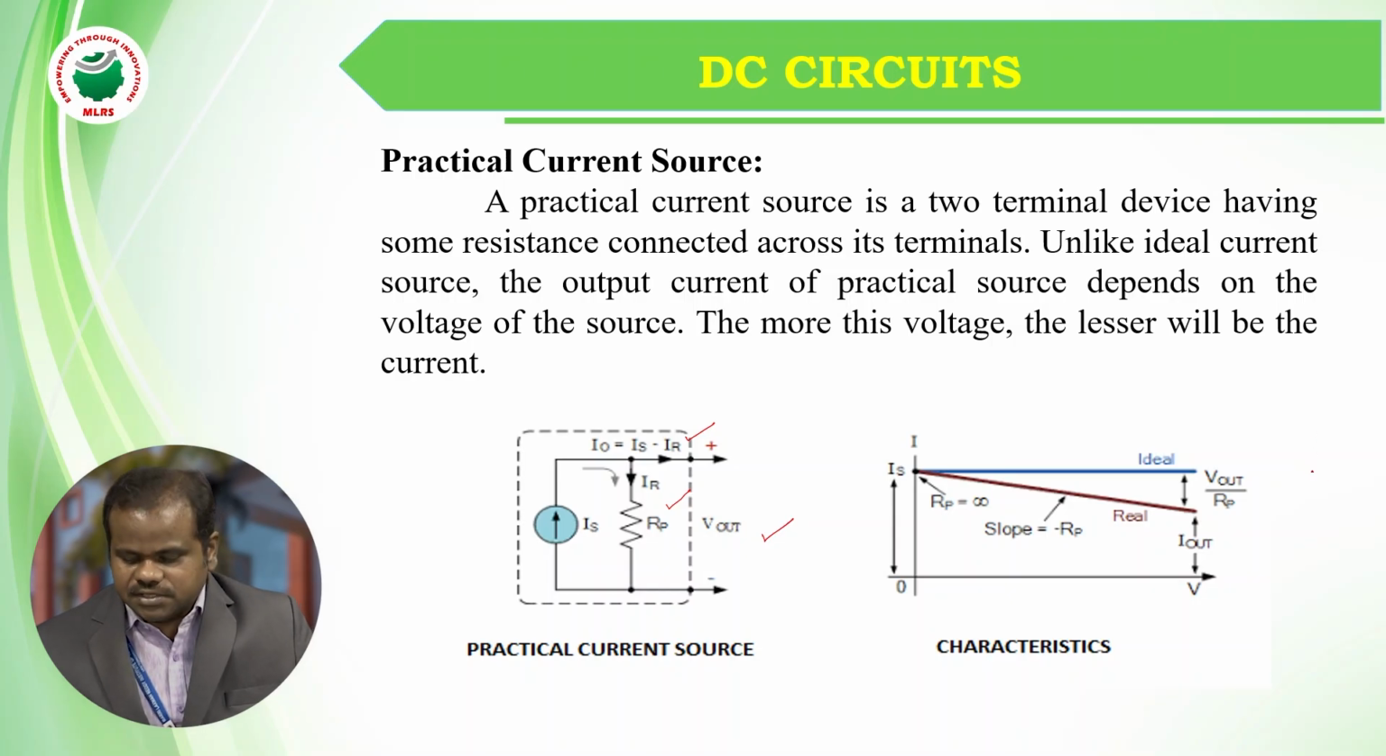Coming to the characteristics, with respect to the parallel resistance, nothing but the internal resistance of the current source, there is a drop in the current. So this represents the ideal characteristics of a current source, and this represents the practical characteristics of a current source.